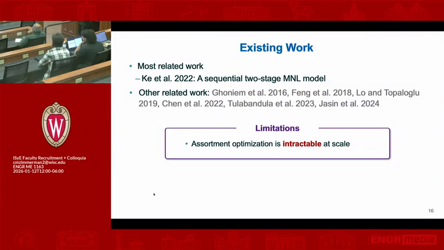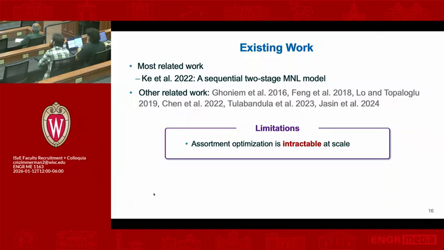So there has been some important work that considers complementarity. However, they face some common limitations. The most related work proposes a sequential 2-stage ML model where the customer will first choose in the first category, say phones, according to an ML model, and then this choice will induce a separate ML model for the second category. So we can imagine there will be a mixture of choice models for the second category. It sounds like a very natural extension.